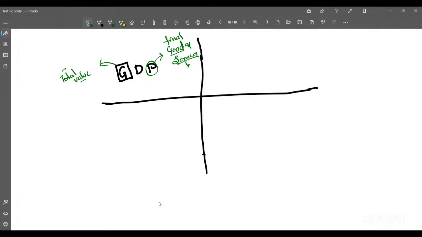So services are intangible. Goods are tangible. The mobile phone which you are holding in your hand, the laptop which you are seeing in your room, everything is tangible. You can touch them. If you touch them, you can feel them. In that case, those are the goods.